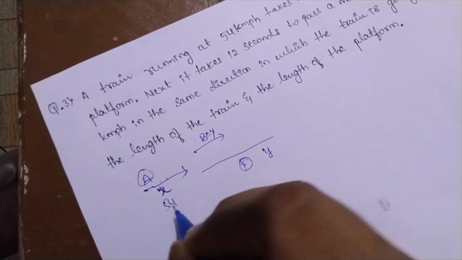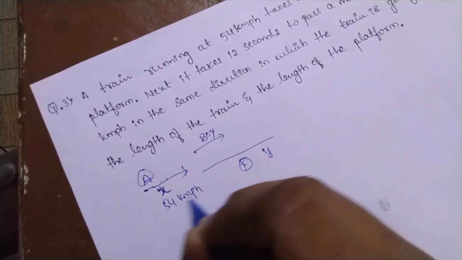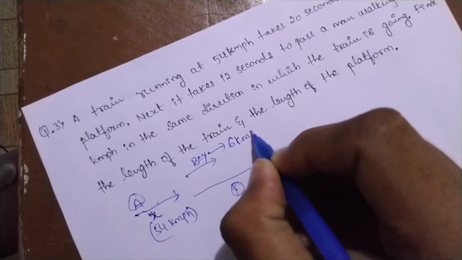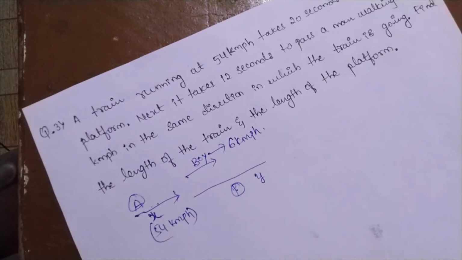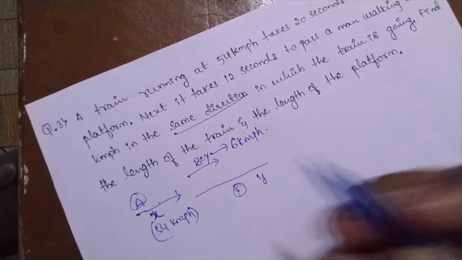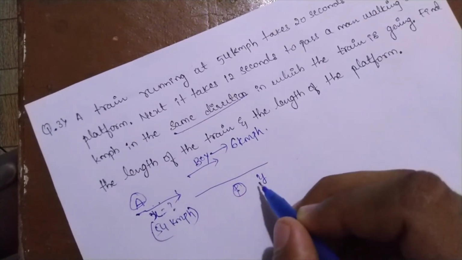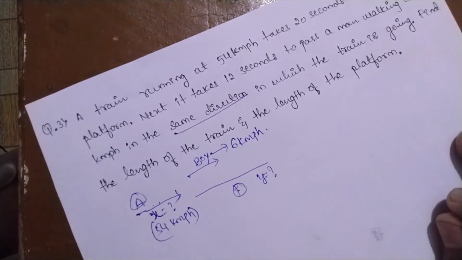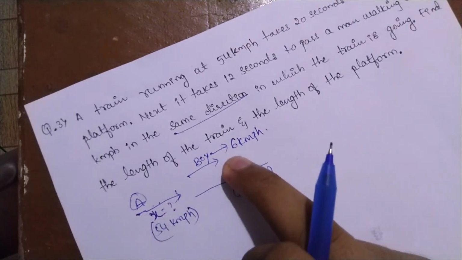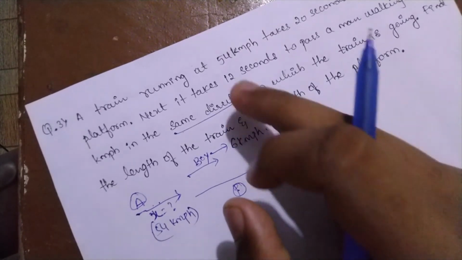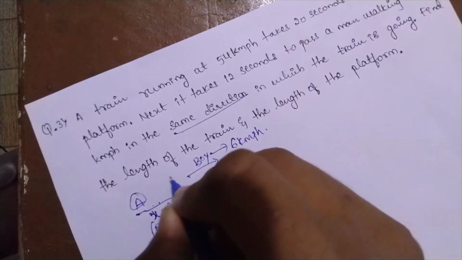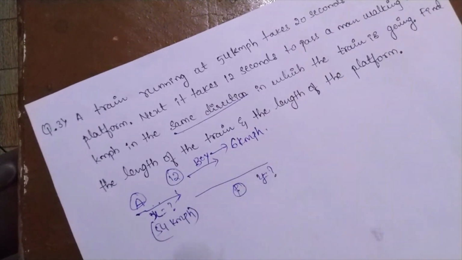The boy has a speed of 6 kmph. Correct? That's in the same direction, they gave it as the same direction. So they asked to find what is this x and what is this y. And one more thing, the train crosses the walking boy in 12 seconds. That's useful now. It takes 12 seconds to cross this boy.